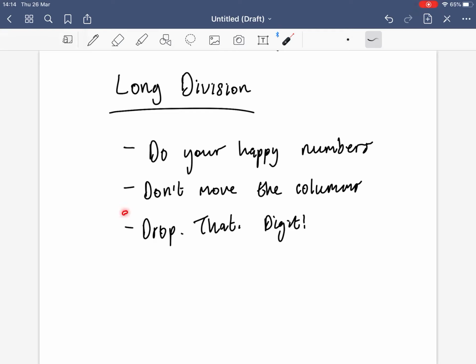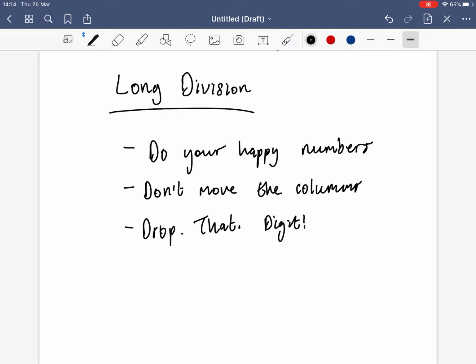Now, the next thing you need to do is don't move the columns. The place value columns are really important for this, because if you don't work with the place value columns, you'll get mixed up, and your ones are going to your tens, and your tens are going to your hundreds, and then you won't get the right answer. And always remember to drop that digit down. If you need a digit, drop it down from above, because then you're working through the entire question itself.